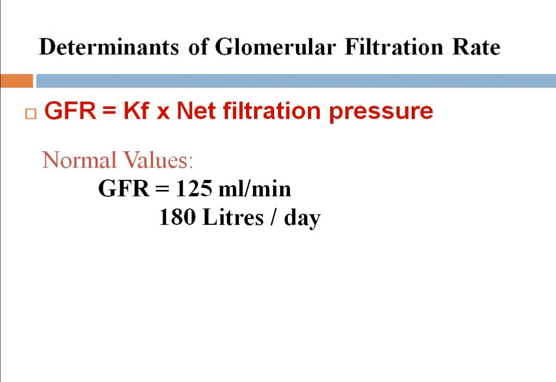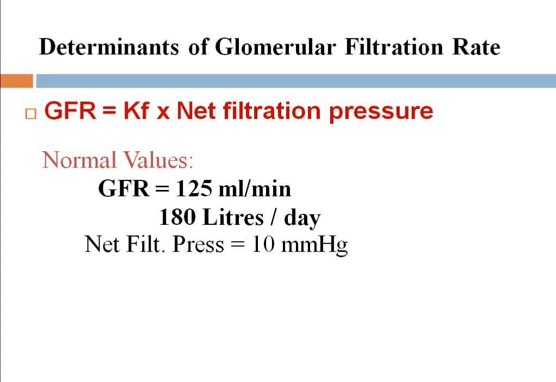So hence the main determinants of GFR are filtration coefficient and net filtration pressure. Right? So these are the two important determinants. Then you need to mention what all factors affect the filtration coefficient and what all factors influence the net filtration pressure. And here's the normal value of GFR, 125 ml per minute or 180 liters per day.